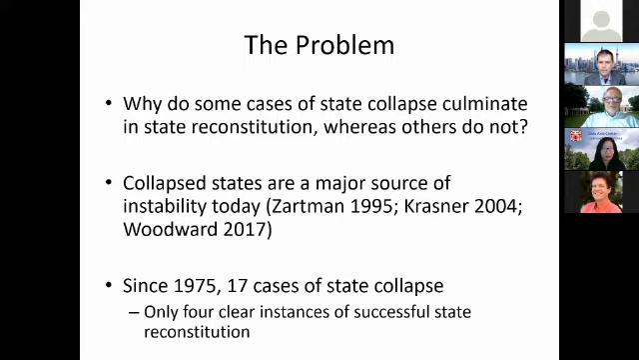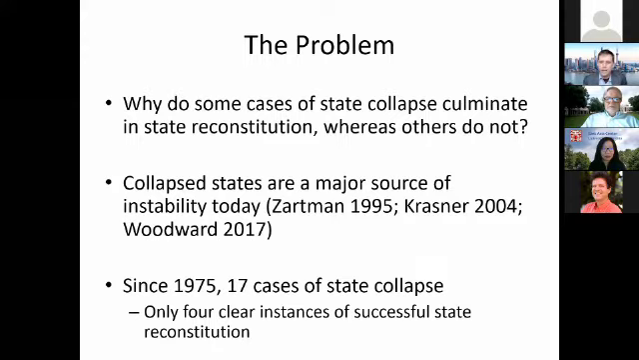And today we see that collapsed states are a major source of instability, not just for the societies themselves that have seen their governments utterly fail, but for the world as a whole. Collapsed states have been one of the sources, or at least one of the contexts that has facilitated international terrorism. We can see that in the case of the groups in Somalia today that have launched terrorist attacks in neighboring countries, most prominently in neighboring Kenya.